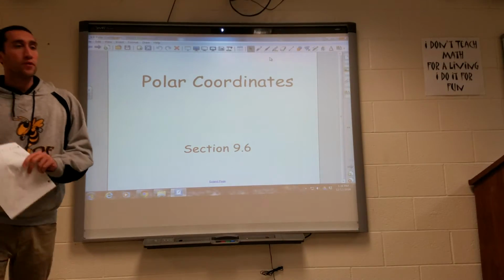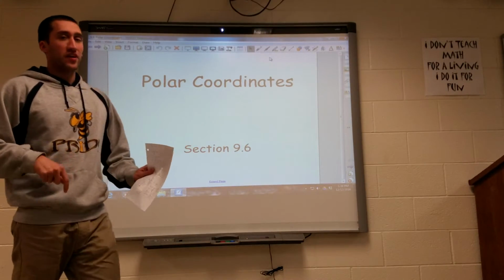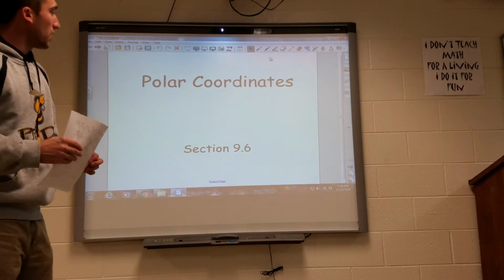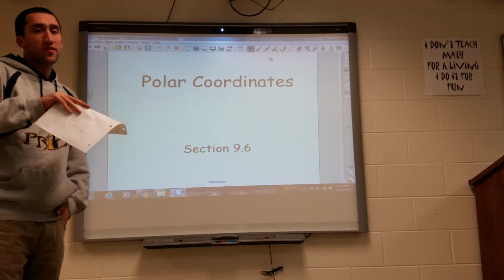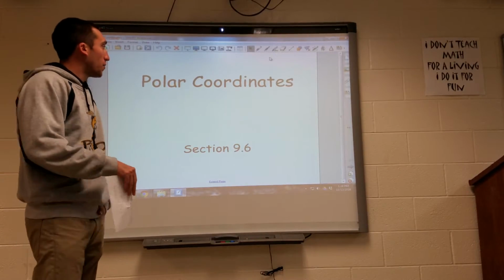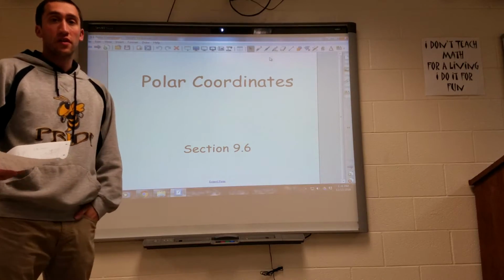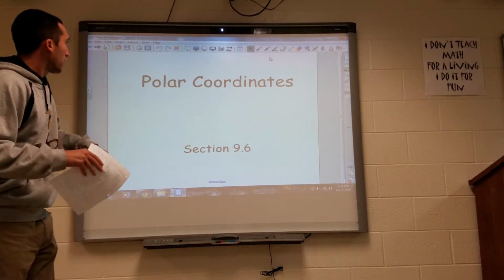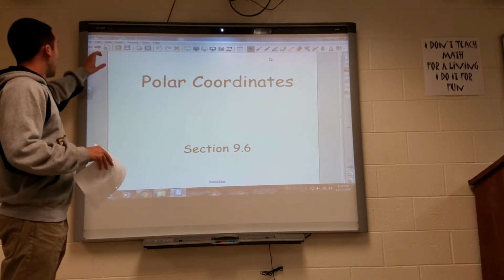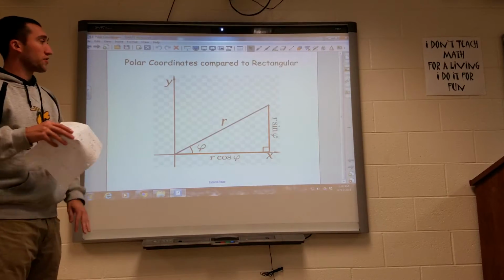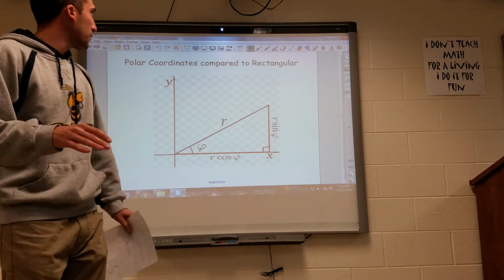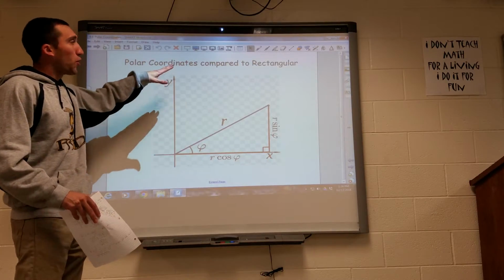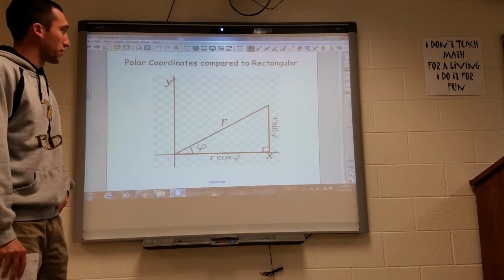Hello everyone, today we're talking about polar coordinates, section 9.6 in our book. This section is a little bit lengthy, but then we get into the final section next class, and that one will be pretty quick. So make sure you stick with it, and there's quite a bit of material to take down in this one. So the first thing we're going to talk about is polar coordinates compared to rectangular coordinates.